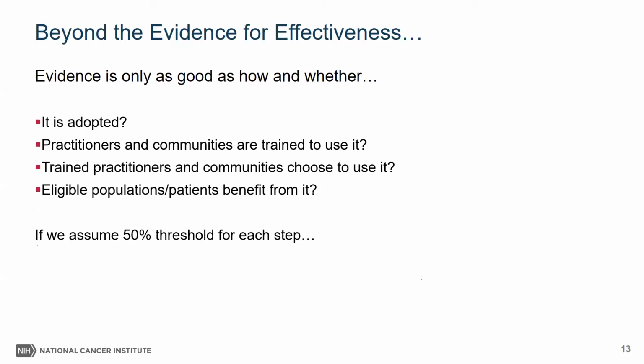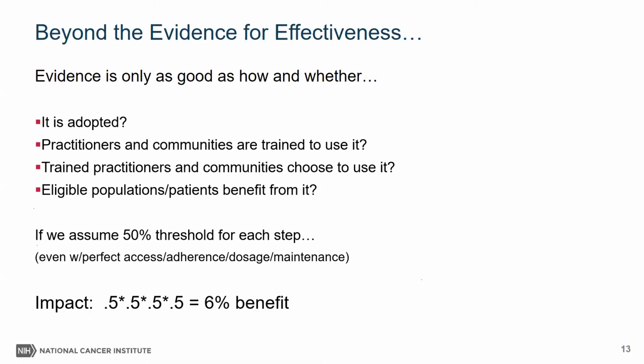And even if we get halfway there in each of these steps, even though we know there are all sorts of, and you can fill out the rest of this slide, there are all sorts of issues with access, adherence, dosage, and maintenance. We are down to just a fraction of the benefit that we thought we were going to have with that evidence, with that intervention. And Cassidy, you can advance this slide to show that that fraction of a benefit is just 6% if you measure it that way.